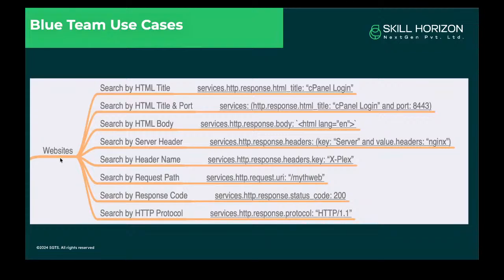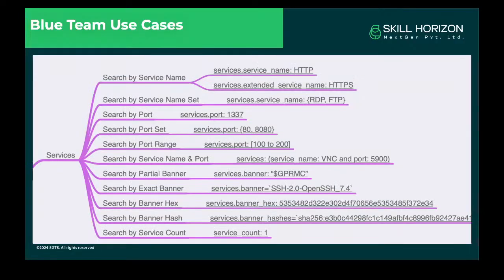So for application purpose, you can search by HTML title. So you can provide the query like this. Then for HTML title and port number, if you want to combine the both, then you can use a query like this. For HTML body, for header name, for response code, for protocol, for path, for server header, right? So these are some use cases. These are for some services, like if you want to check with the service name.